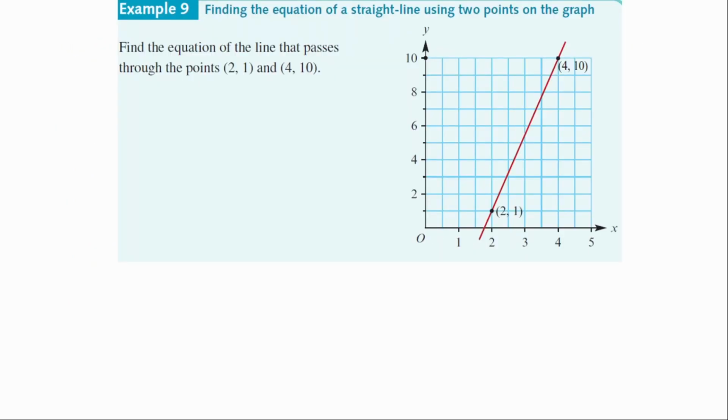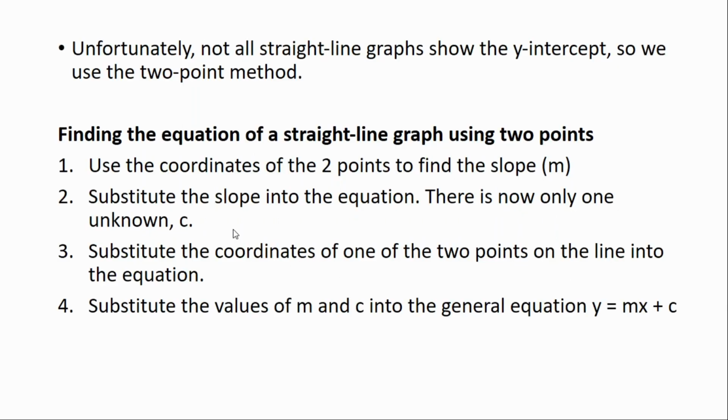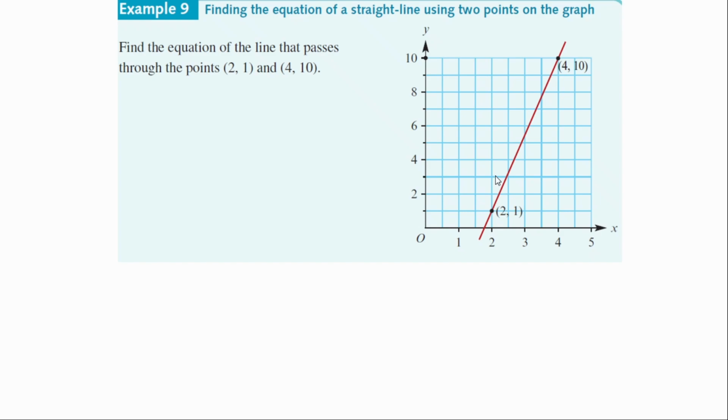Alright, so this question says find the equation of the line that passes through the 2 points (2, 1) and (4, 10). We can see we don't have a y-intercept here, or we can't see one anyway. So we have to use the 2-point method. Going back, our first step was to use the 2 coordinates to find the slope. So we're going to use these 2 coordinates to find the slope here.